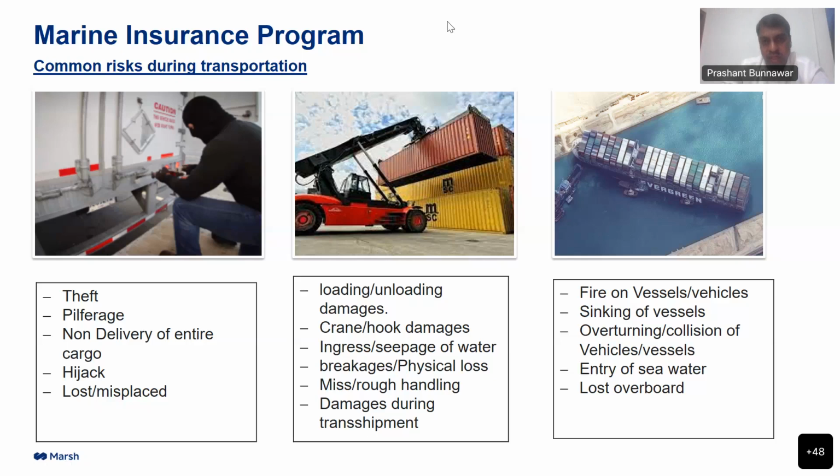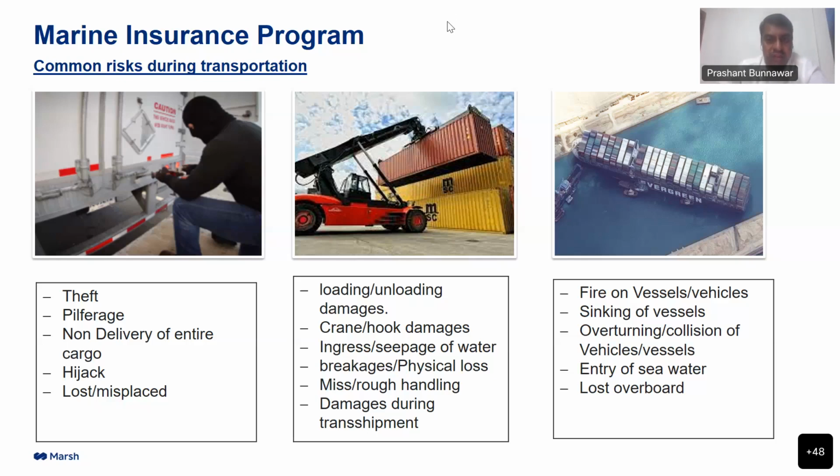Similarly, since there is a large chain or flowchart of these operations, there could be chances of damage during loading and unloading, because loading and unloading do not happen at your or the concerned premises. It may happen during transit also, because there is a change of hands, change of vehicles, change of vessels, and change of containers. So your cargo is handled multiple times at multiple events, which increases the vulnerability to damage.